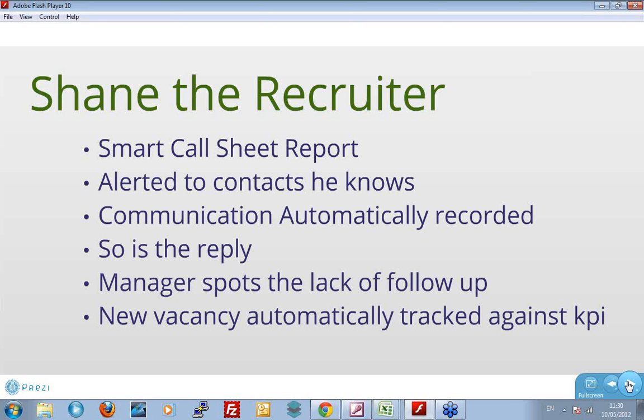Well, that's the path of least resistance. You need to know what's going on there as a manager. So you need a system that automatically records the fact he's sent these emails. There are systems in the market that will automatically log emails. Intelligence does it, and there are plenty of others that do it as well. Say he gets a reply. You need to make sure that the replies are automatically connected, because Shane's a lazy recruiter. He's not going to write it down anywhere.